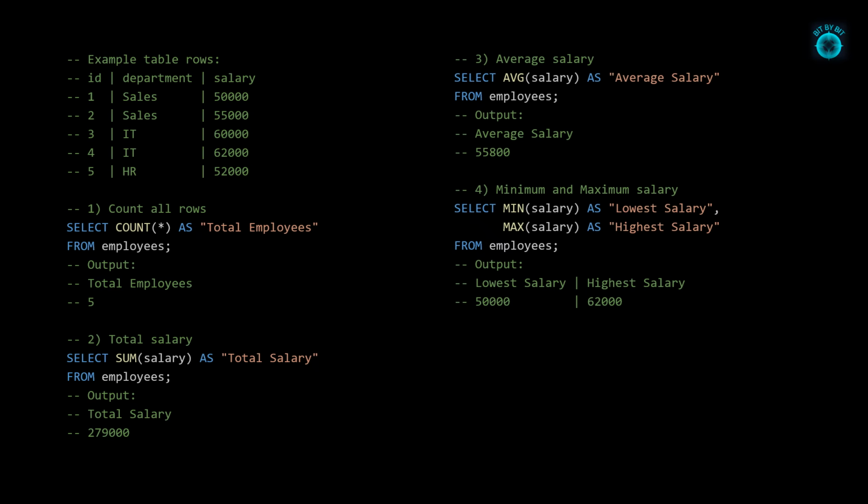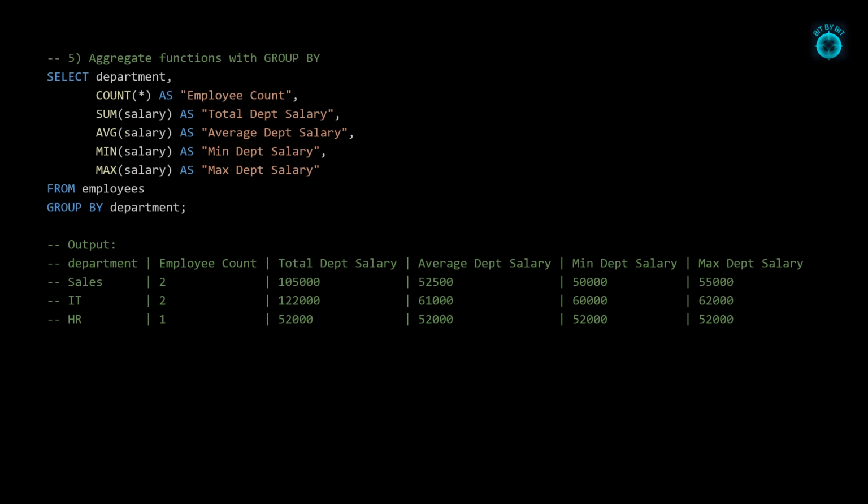The result is 279,000, which is the combined payroll for all employees. Third example, we use average salary to calculate the average salary. The result is 55,800, which is the mean value of all salaries in the table. Fourth example, we use min salary to find the lowest salary, which is 50,000, and max salary to find the highest salary, which is 62,000.